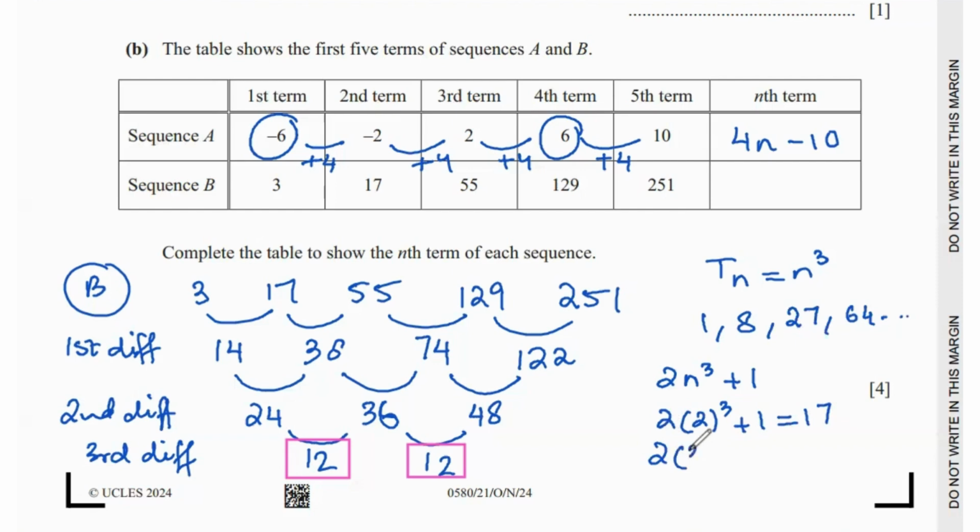Then 2 times 3 cube, 27 times 2, and then plus 1, that's again 55, which means our nth term for sequence B is going to be 2n cube plus 1. So in this case, you can begin with the parent sequence for n cube and then manipulate it based on the sequence that they've given and then figure out what your nth term is.